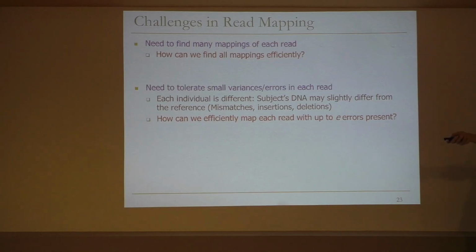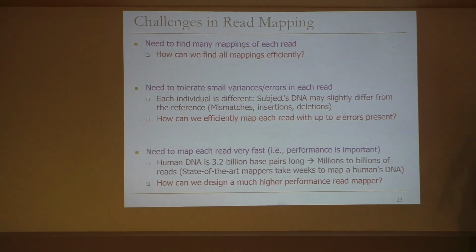So how can you efficiently map each read with up to E errors present? And ideally you want to increase E. As you increase E, the problem becomes more computationally complex. You can read some of the papers that I will reference. And clearly, you want to do this very fast if you want to enable this to be real time.